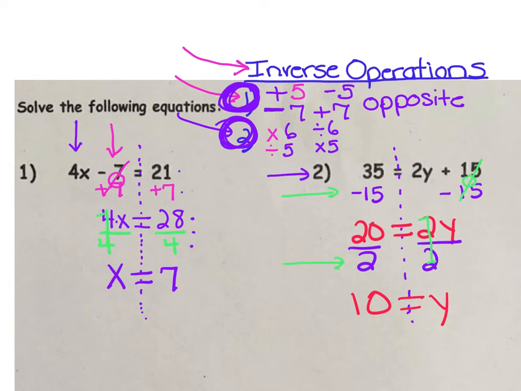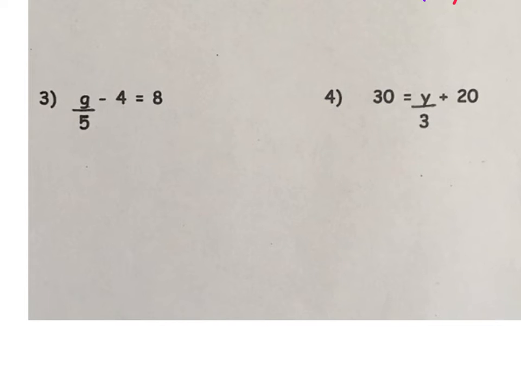Let's take a look at our third problem. Problem number 3 states g divided by 5 minus 4 equals 8. Write this down on a sheet of paper. Pause the video if you need to. Solve this equation using inverse operations. Let's start by adding 4 to each side to zero out this term.